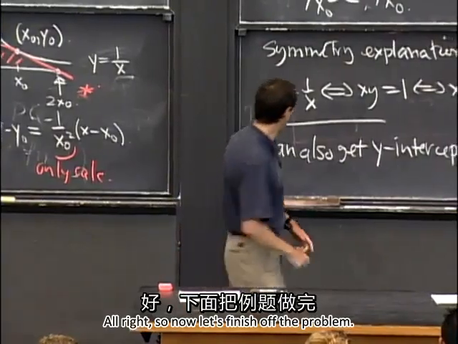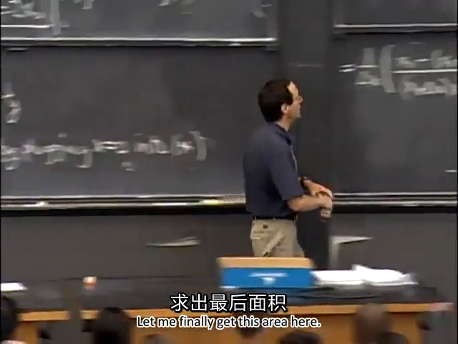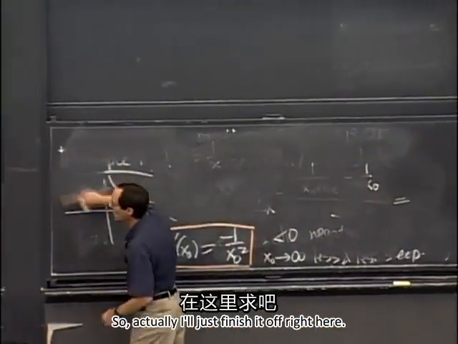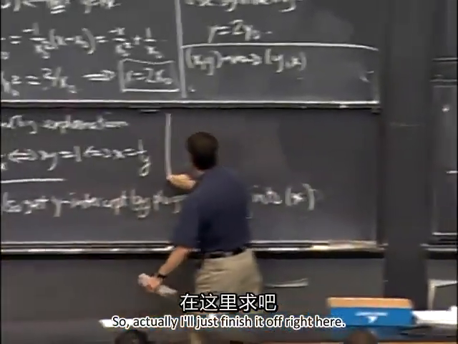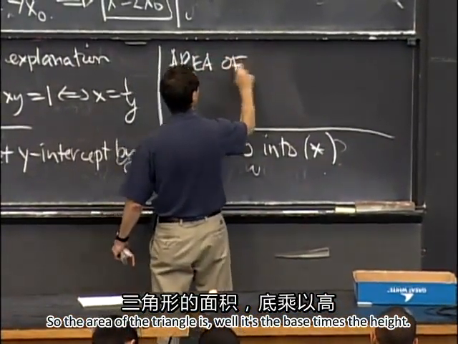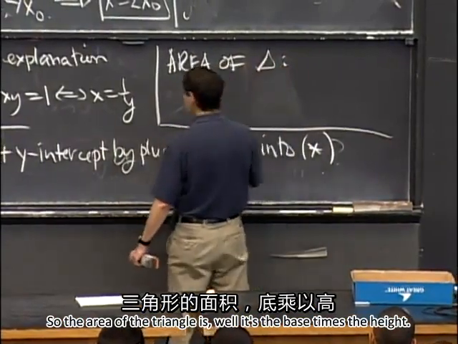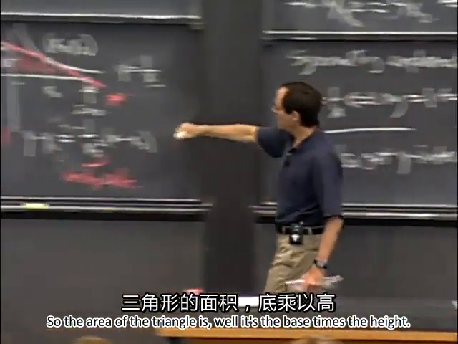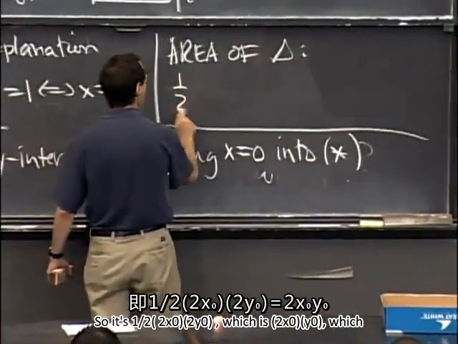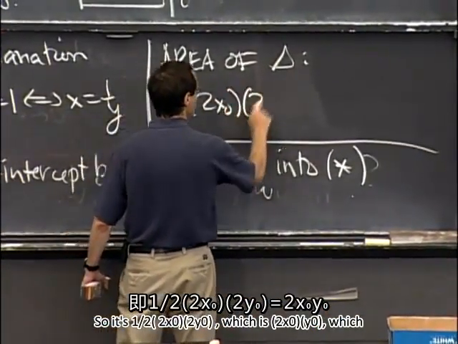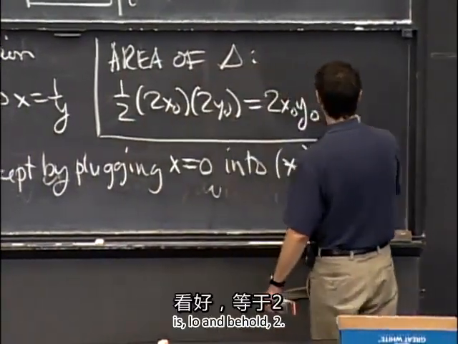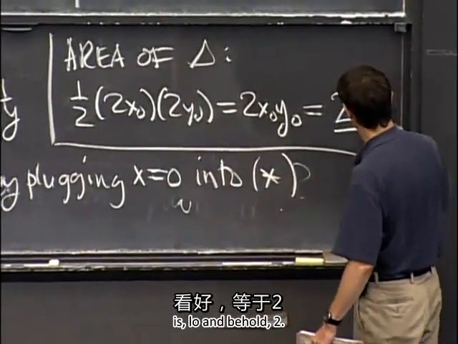All right. So now let's finish off the problem. Let me finally get this area here. So the area of the triangle is, well, it's the base times the height. The base is 2x0, the height is 2y0, and a half of that. So it's a half 2x0 times 2y0, which is 2x0 y0, which is, lo and behold, 2.